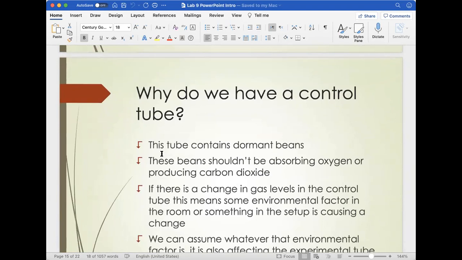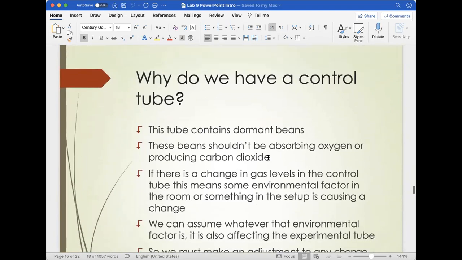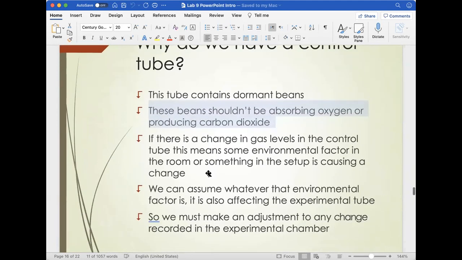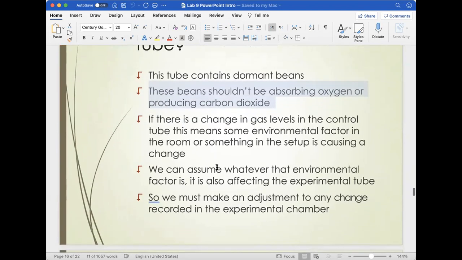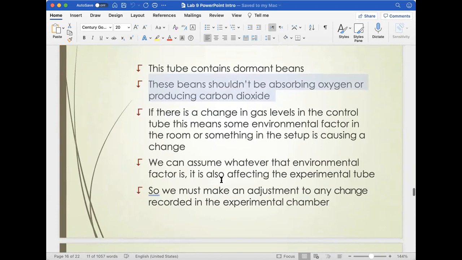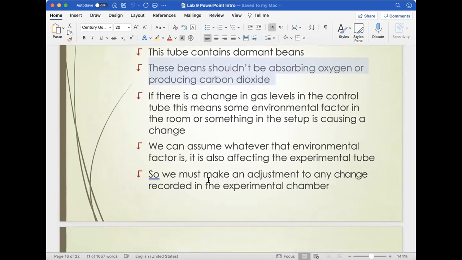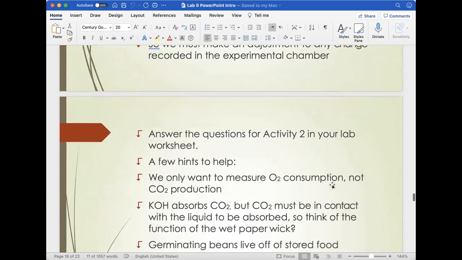This tube contains dormant beans. These beans shouldn't be absorbing oxygen or producing carbon dioxide because they're dormant, they're not growing. If there is a change in the gas levels in the control tube, this means that some other environmental factor in the room or something in the setup is causing a change. And we can assume whatever that environmental factor is, it's also affecting the experimental tube. So we must make an adjustment to any change recorded in the experimental chamber. And I'll explain that.